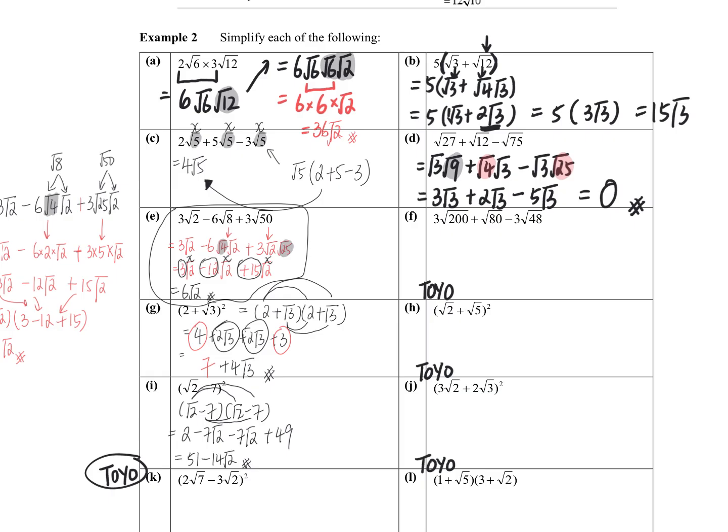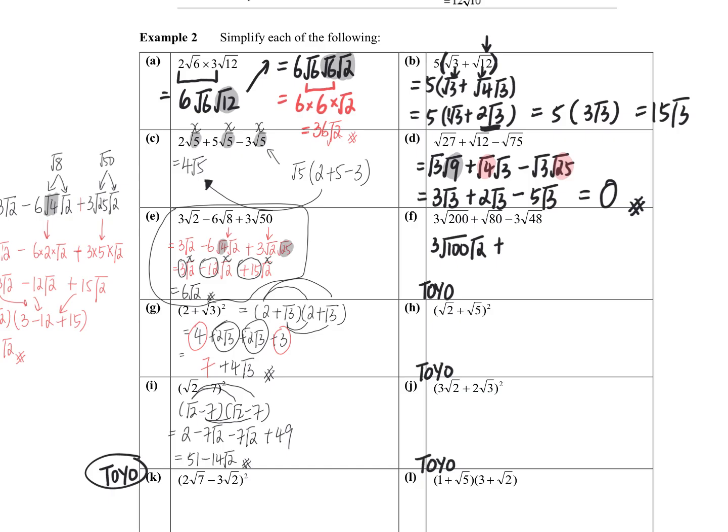Can. It's like 3x plus 2x minus 5x is nothing. What about 200? How will you split? 25 can, but is there another number bigger? 100? 102. What about 80?